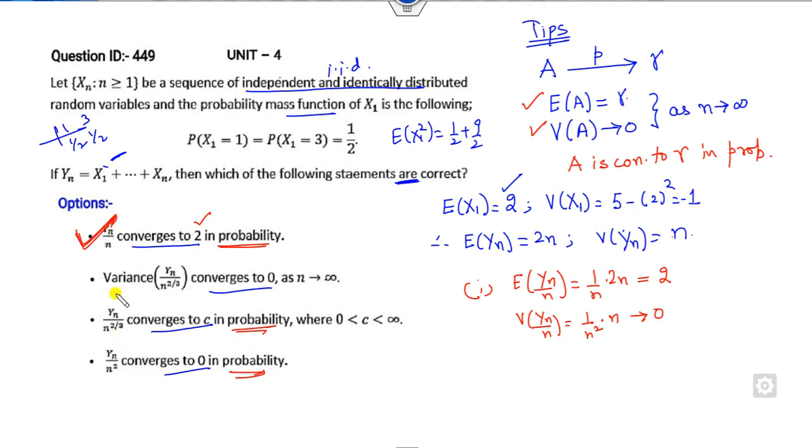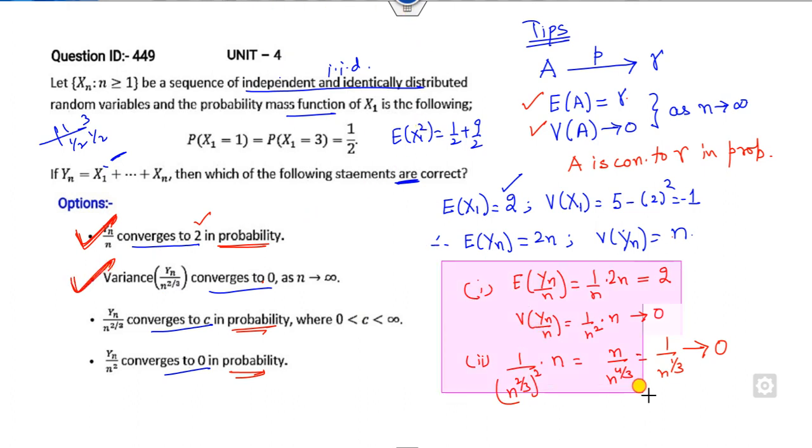Look at this. Now in this case it is not the probability. So you have to simply find the variance of this and prove that it goes to 0. How can you find the variance? This is n square outside. What is the variance of Yn? This is n. So it is n over 4 by 3, n over 1 by 3, which goes to 0 as n approaches infinity. That's also the right option.